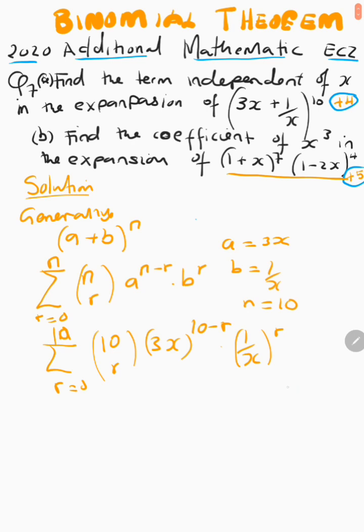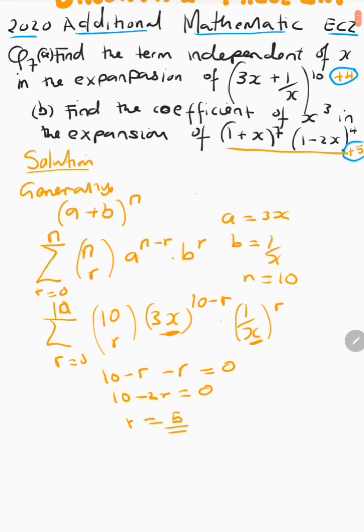And the term independent of x will only occur when the power of x in here and the one at the denominator are the same, and that can only happen when 10 - r - r is equal to 0. So that will give you 10 - 2r = 0, so r is equal to 5.